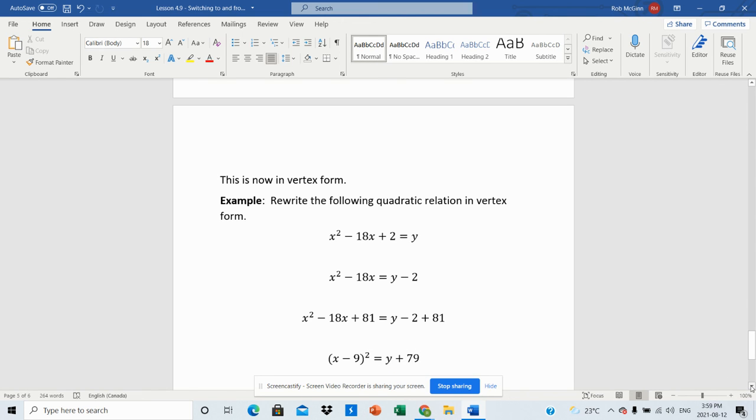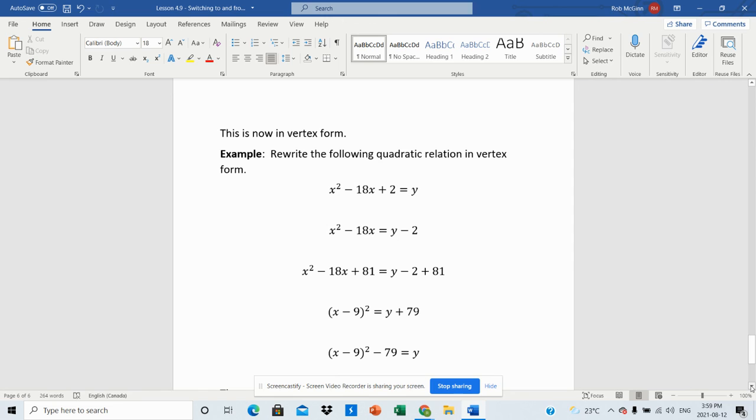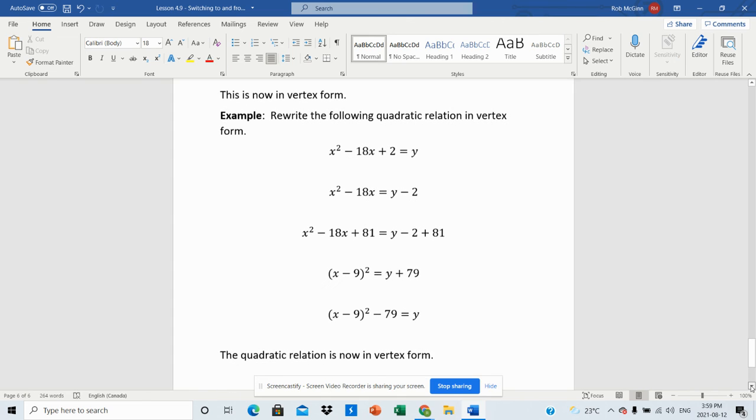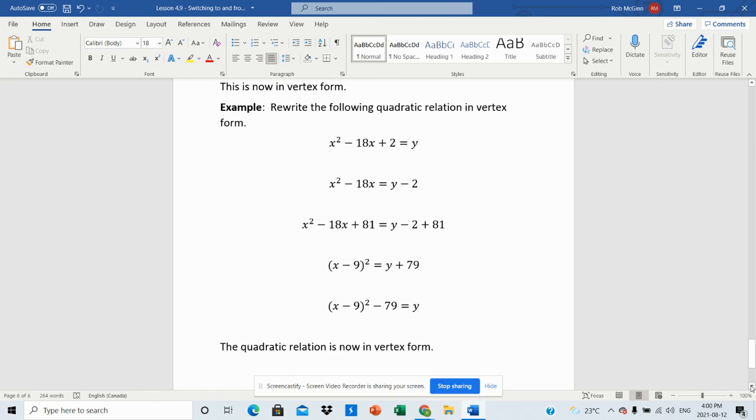Last step to get it into vertex form. Let's bring that 79 to the other side. And we now get (x minus 9) squared minus 79 equals y. And now we're in vertex form, and we can once again see our vertex is at positive 9, negative 79.